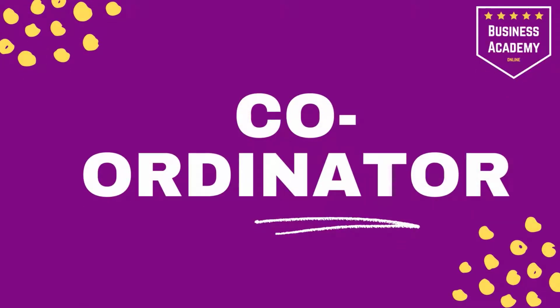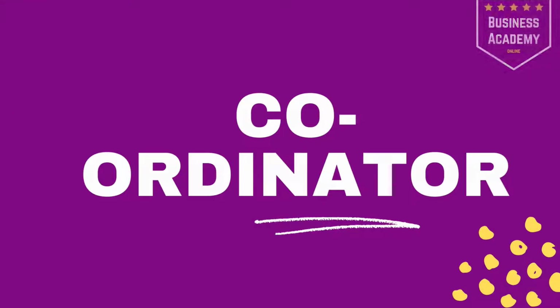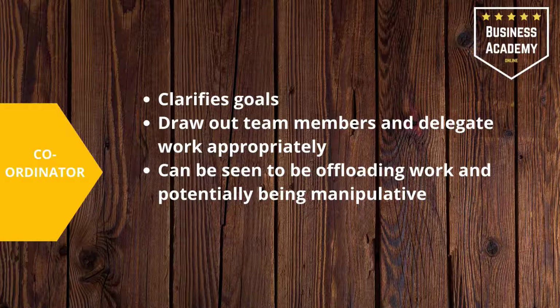The next role is coordinator. So the coordinator is key for an organisation. They're the ones that clarify goals. They make sure that everybody knows what they're working towards. They draw out the team members, they delegate work, but the only thing is they can be seen to be quite lazy sometimes, maybe offloading work, being quite manipulative and giving work to others, but doing very little themselves. If you've ever watched Below Deck, this happens with all of the chief stews every single time.